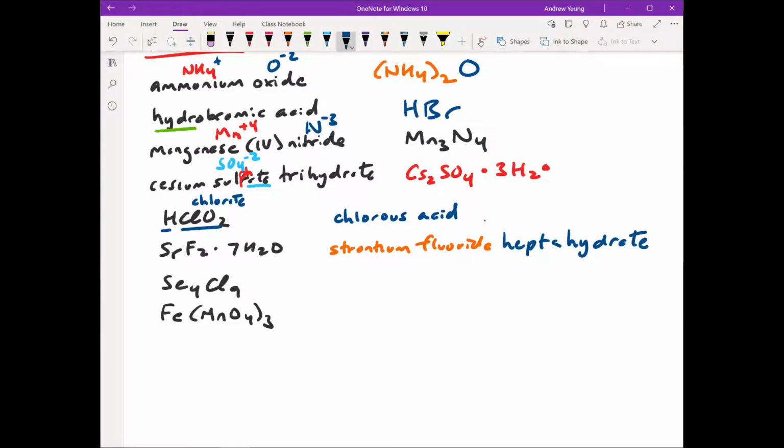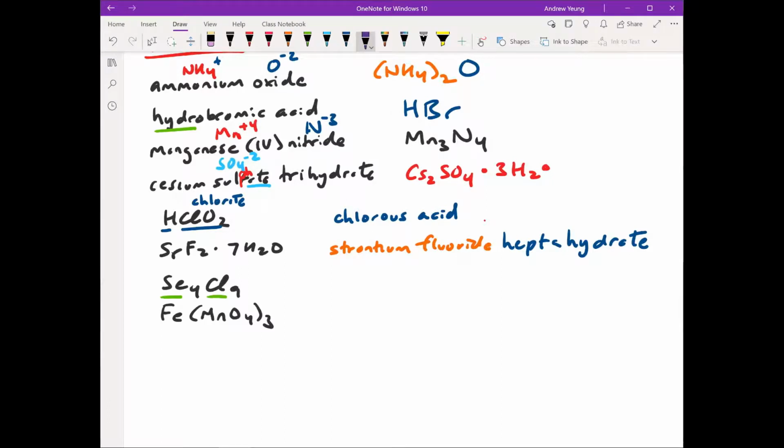So we are still a solid structure, but we've somehow been embedded by 7 waters, just like a sponge soaks up water. This next one here, a little bit tricky. You recognize Se as well as Cl. They are both nonmetals. Because they're both nonmetals, we're talking covalent compound, which means that this is molecular, which means that there's no charges or anything like that. We just use prefixes to identify exactly how much there are.